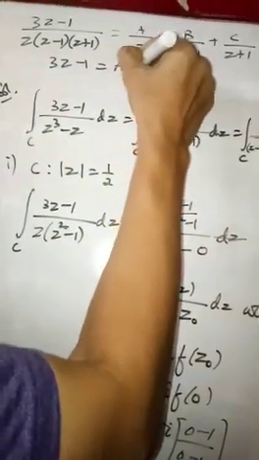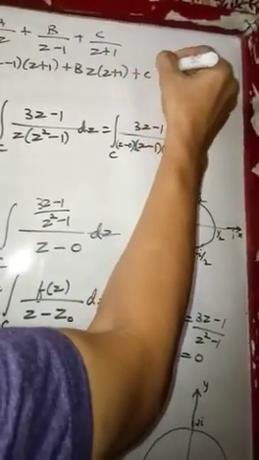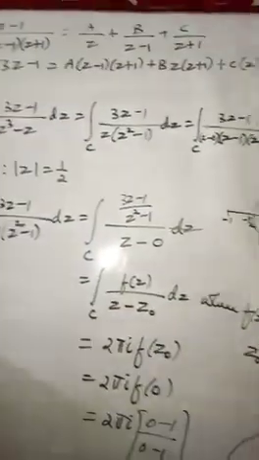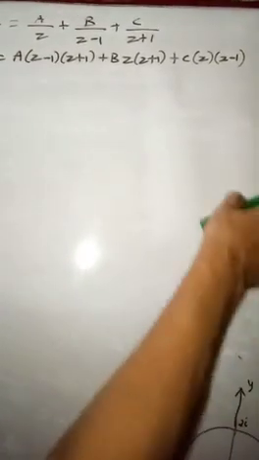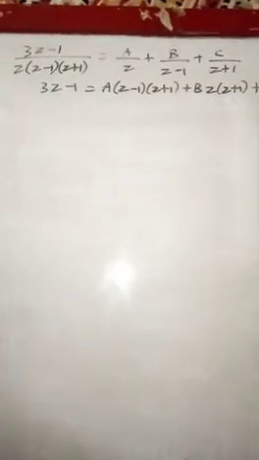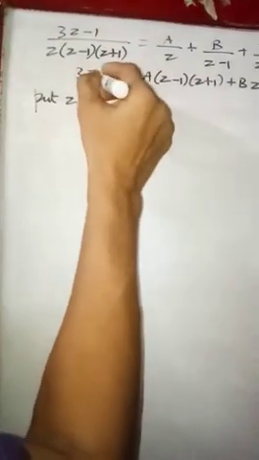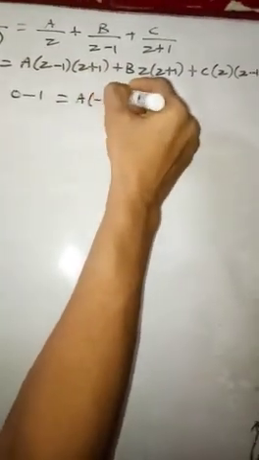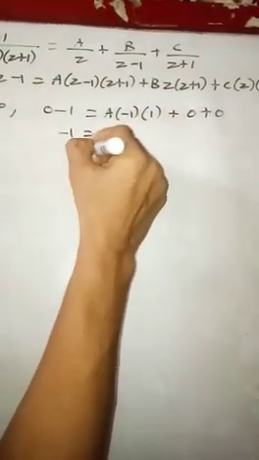Now the LCM is a into (z minus 1) into (z plus 1), b z into (z plus 1), c z into (z minus 1). To find the values of a, b, c, you put z equal to 0. So 0 minus 1 is minus 1. When you put 0 here, minus 1 into plus 1, the other two terms are 0. So minus 1 is equal to minus a, so a equal to 1.